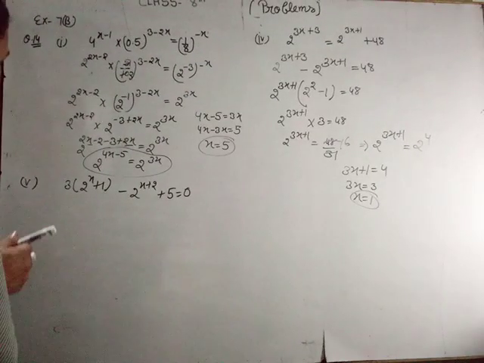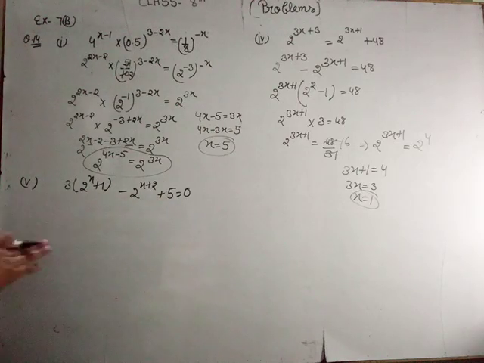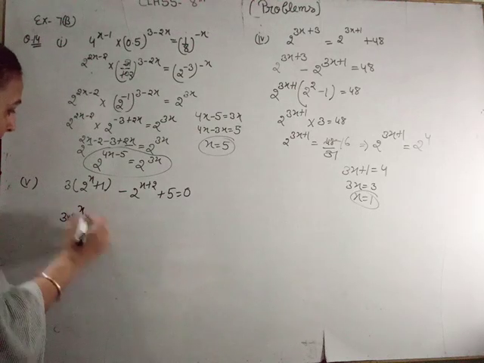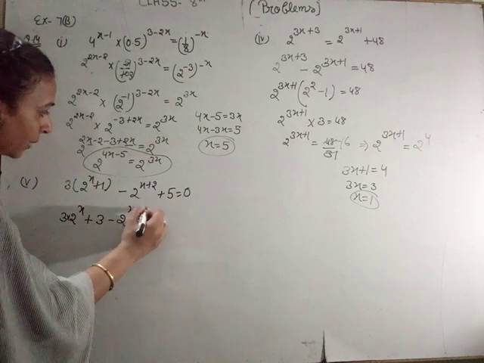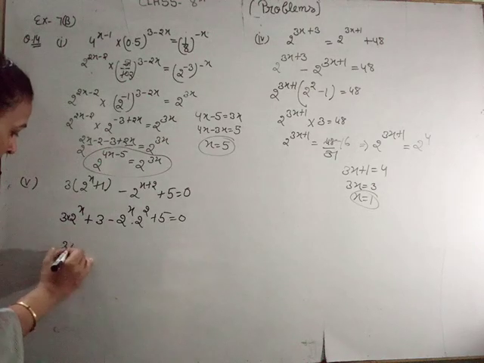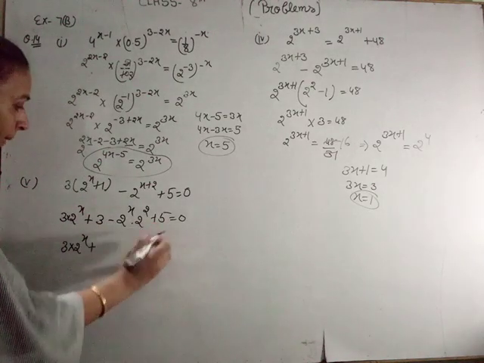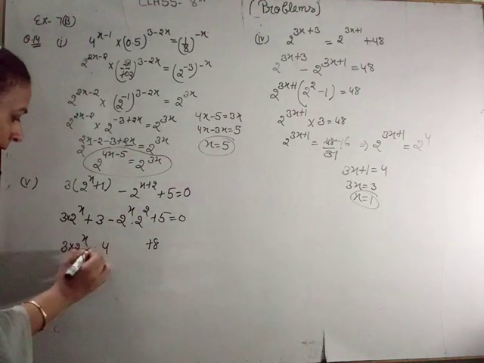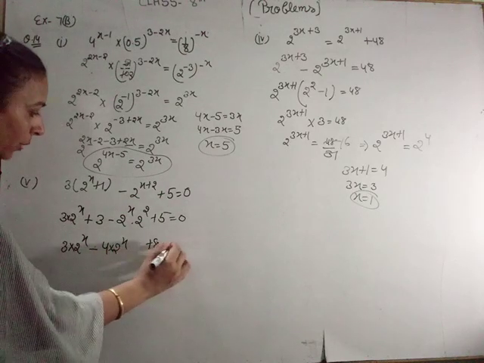Question part number 5th. 3 into this minus this equals 0. We find the value of x. Then we write 3 into 2 raised to the power x multiplied by 2 raised to the power 3, minus 2 raised to the power x, 2 raised to the power 2 plus 5, equals 0. Okay. Then 3 multiplied by 2 raised to the power x plus 3 is plus 5, 8, and we write 2 power 2, then 4 minus 4 into 2 raised to the power x plus 8 equals 0.